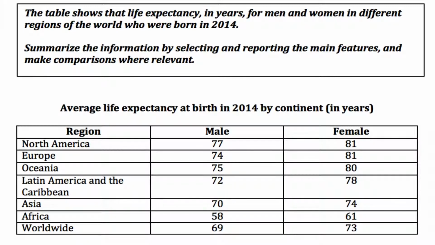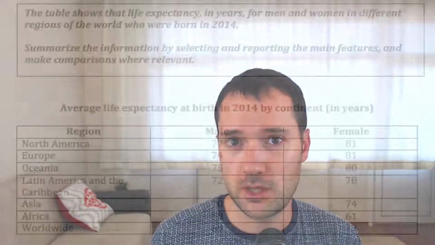So there's a lot to think about here, and this is a question that might take a little bit more time. We've already discussed the most obvious one, and that is that women outlive men in every region. But a closer look will tell us another few, okay? So anything that you identify here, anything that you can group together to make a stronger main feature, you should be highlighting it, okay? The more information you can include in a single main feature, the better.